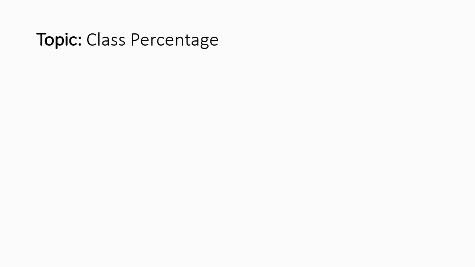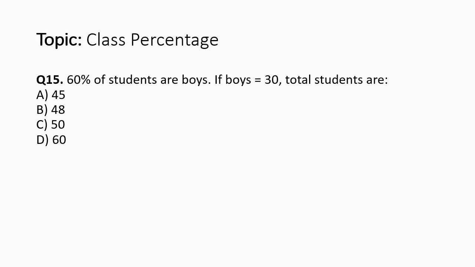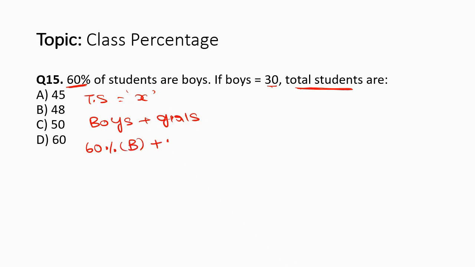Class percentage. Here 60% of students are boys. If boys value is 30, what are total students? We don't know the total students count. Let's assume total students count as X. And total students means boys plus girls. We know that they mentioned 60% of students are boys. It means remaining 40% are girls.